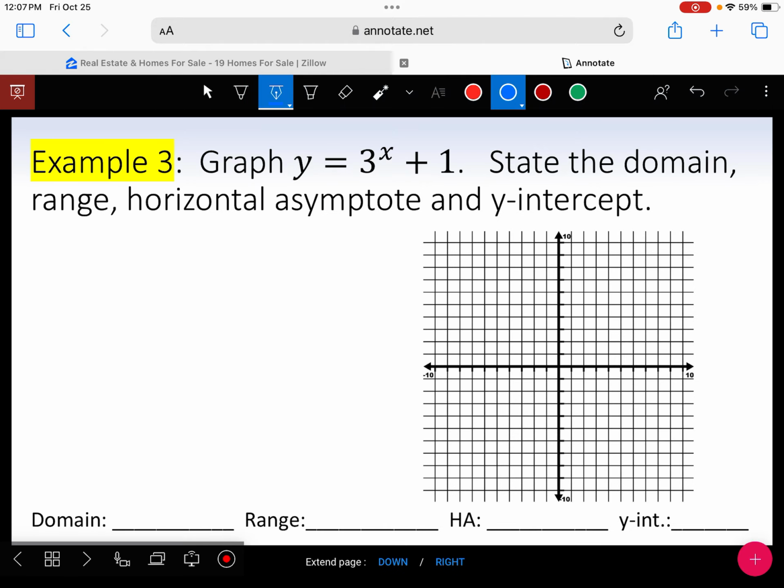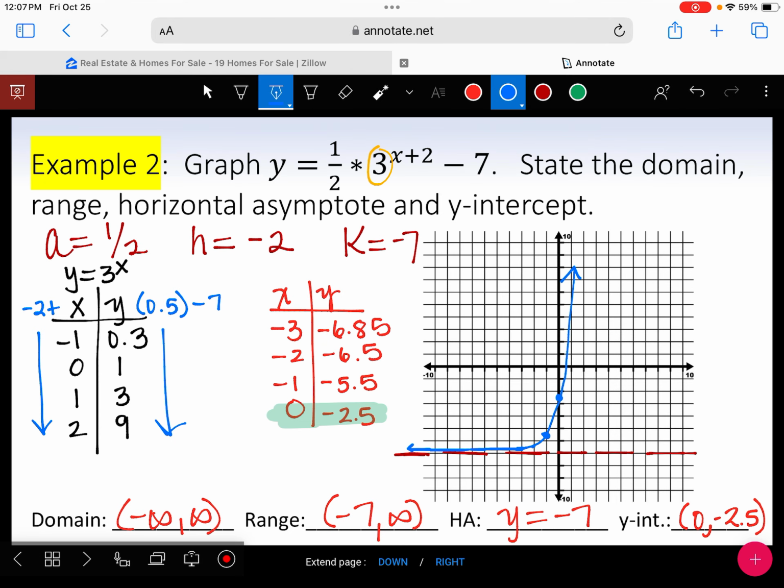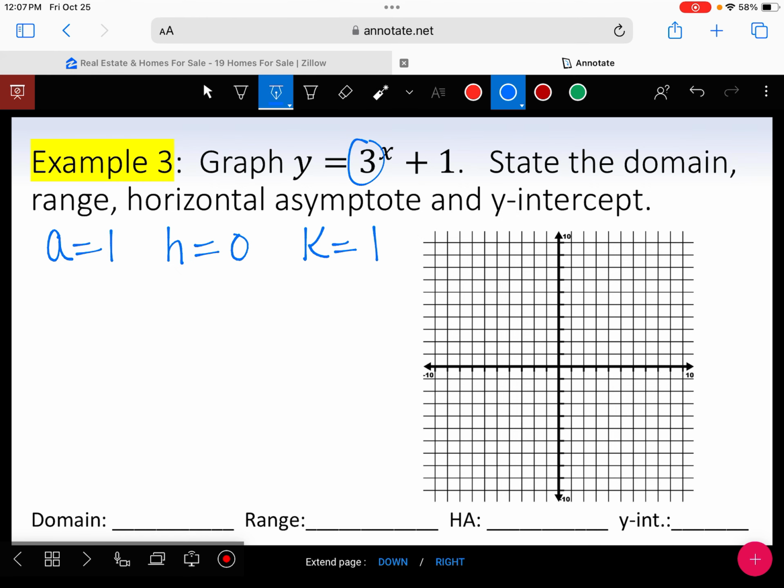Let's go. So this time, what would be my A value? 1. H. What's H? 0. What's K? 1. Because the base is 3, I'm going to use the same table. So I'm just going to rewrite this exact same table for my parent table. So my y equals 3 to the power of x.